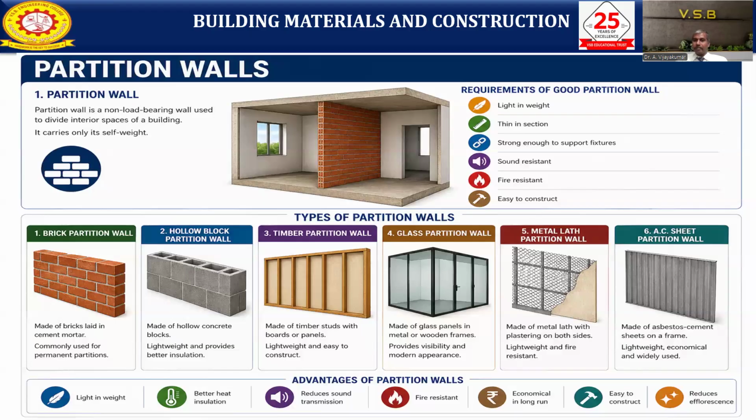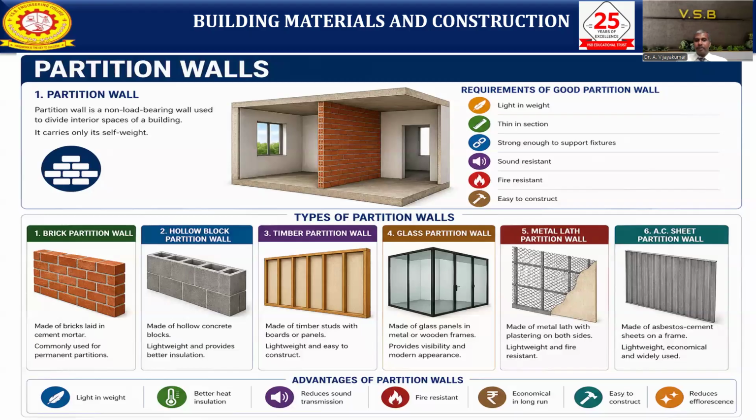For the metal lath partition wall, it is made of metal lath with plastering on both sides. You can do this for the partition wall. It's lightweight and fire resistant. Also, nowadays people have started to use this as one of the prime materials for the partition wall, that is, the metal lath partition wall. The asbestos cement sheet partition wall is made of asbestos cement sheet on a frame; it is lightweight, economical, and widely used for this type of partition wall.